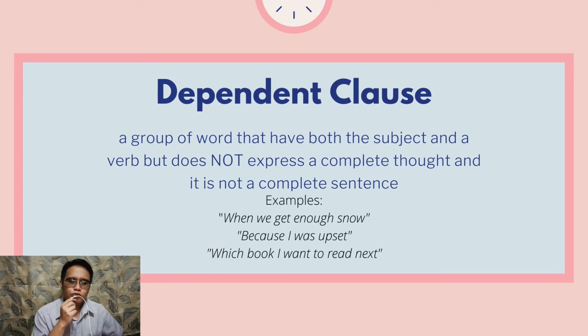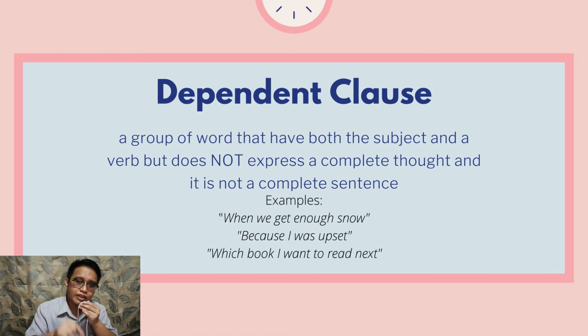Let's say, for example, para ma-complete ang sentence, dapat ang dependent clause, sumpayan nato og independent clause. We have to attach an independent clause to the dependent clause so that it will make sense. So if we want to make sense of our first example here, the sentence would go like this. When we get enough snow, we will shovel it. Okay? So if makagather na mo a lot of snow, so inyo na pwede padapin ng snow. And that is now a complete thought.